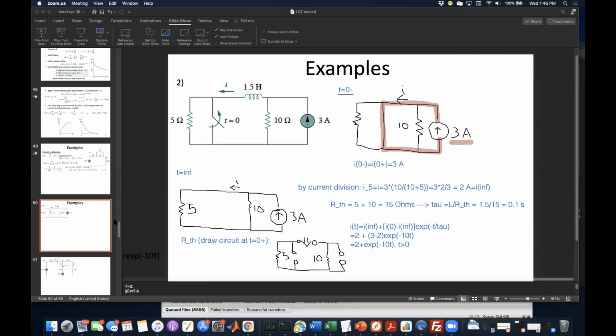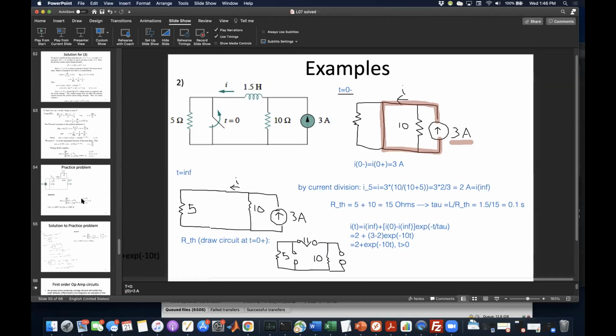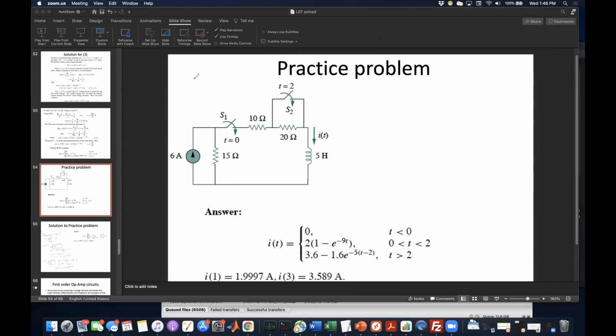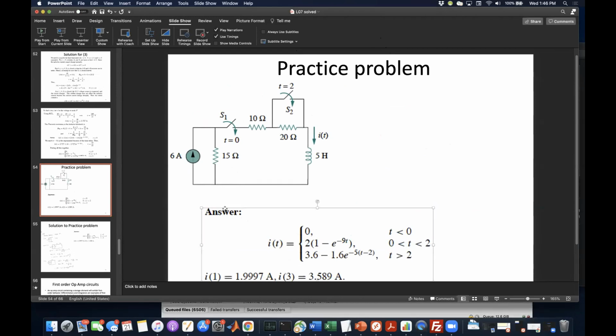All right, hopefully you're able to follow that. I'm going to skip number 3 because the solution is in there. And I'm going to do this problem. I'm going to put aside the solution.